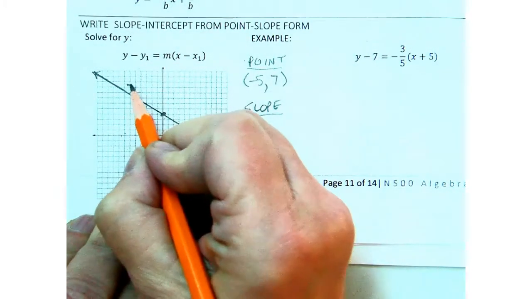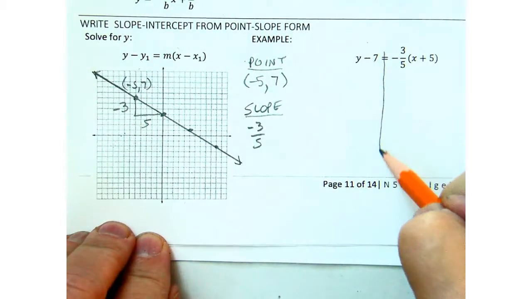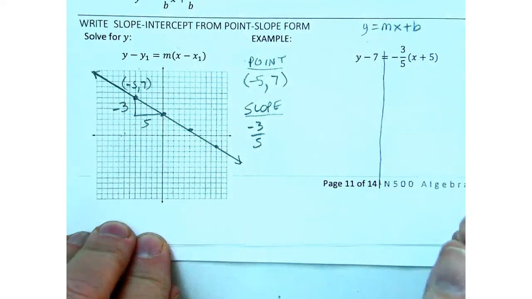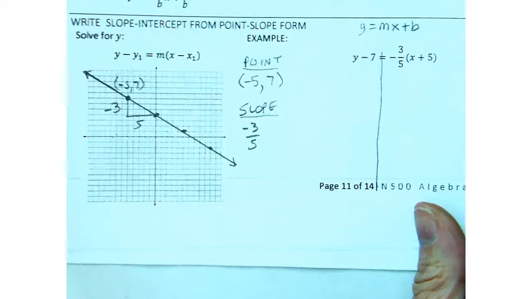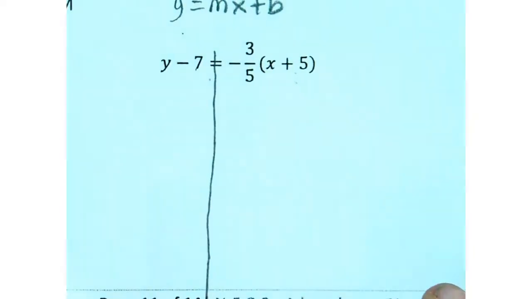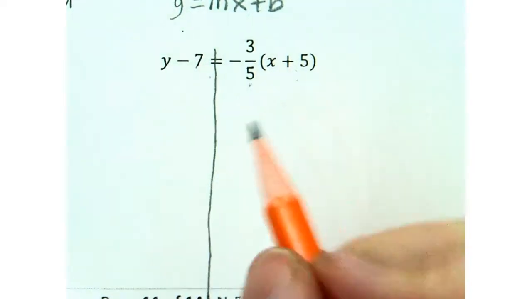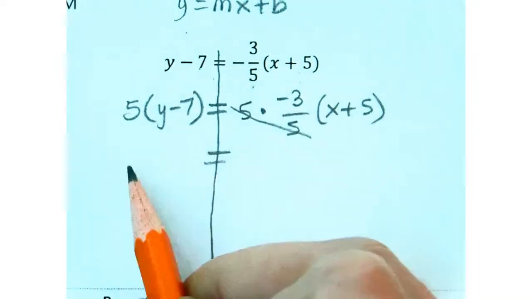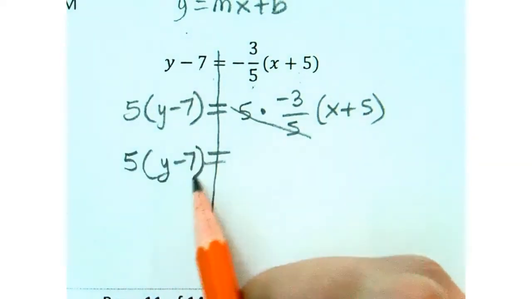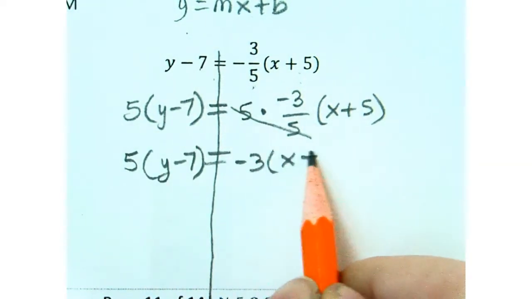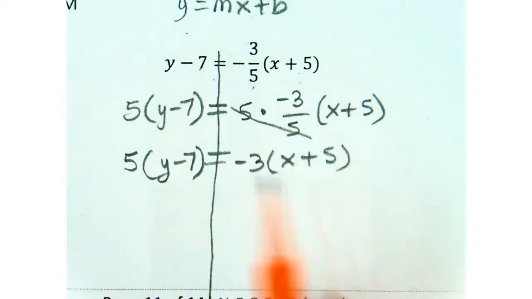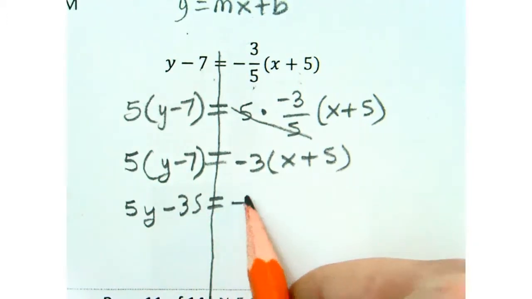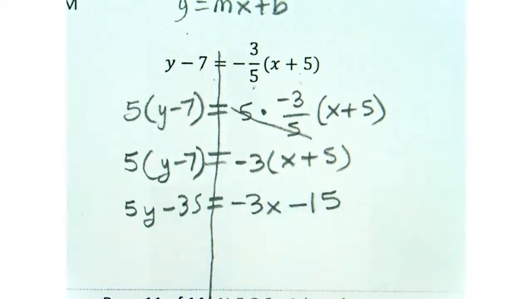Our goal in converting to slope-intercept form is to get y equals mx plus b. So our goal is to isolate y. Before we begin, however, we need to eliminate the denominator from this fraction, so we're going to multiply both sides of the equation by 5. The 5's cancel out, leaving us with 5 times y minus 7 equals -3 times x plus 5. Now we can distribute both sides of the equation, for 5y minus 35 equals -3x minus 15.